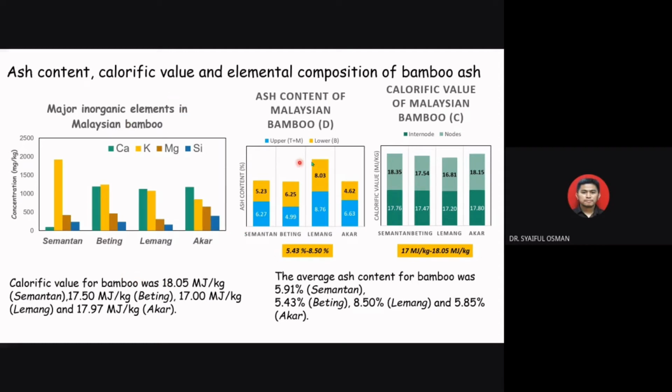From the table here, it indicates the elemental composition of bamboo ash in milligram per kilogram. And from the data, we can see that the principal ash-forming elements in bamboo ash are potassium, K, calcium, magnesium, and silica. Why did I perform all this analysis? Because the calorific value is the key parameter when we want to evaluate the quality of a biomass for energy application.